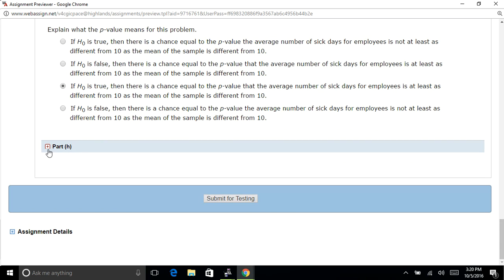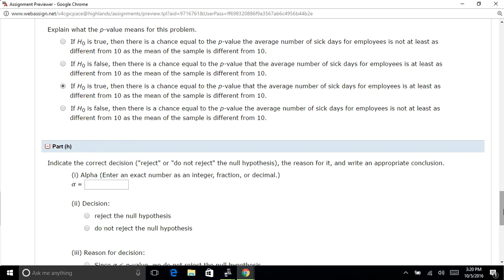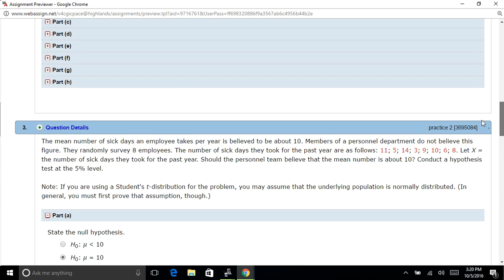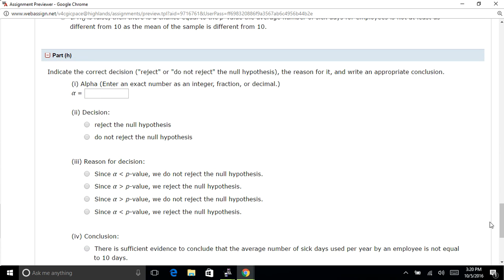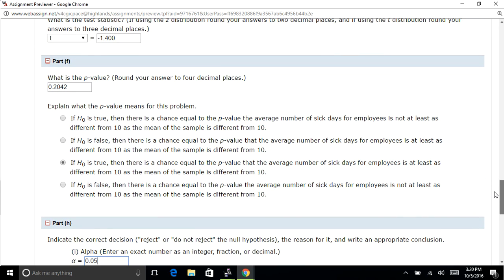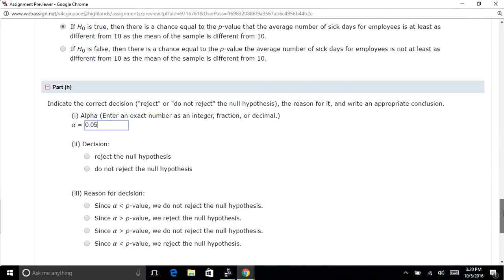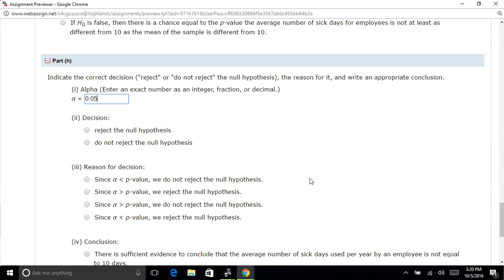And then I go here one more time. My alpha, what did we say alpha was? Alpha was 5%, so I convert that. I'm going to convert it to this. This is just a habit I have. All right, what is my decision? So is P, 0.2042, less than alpha? No, it is not. So I do not reject my null. And the reason I don't reject my null, think of it this way, is because my alpha is less than my p-value, I just don't reject it.